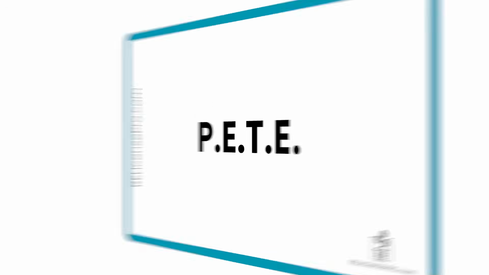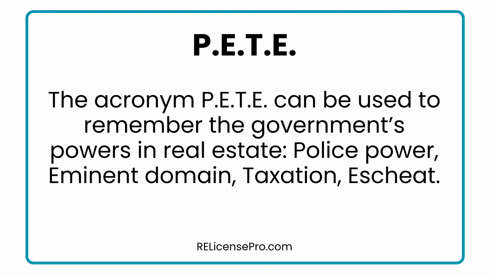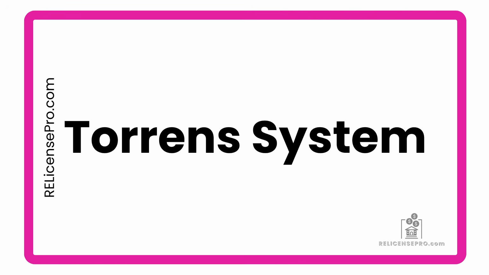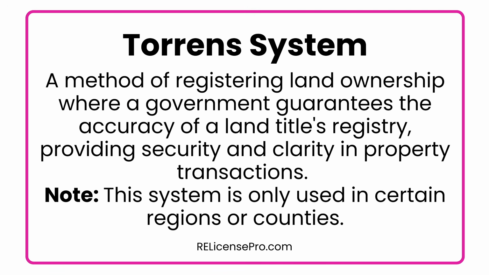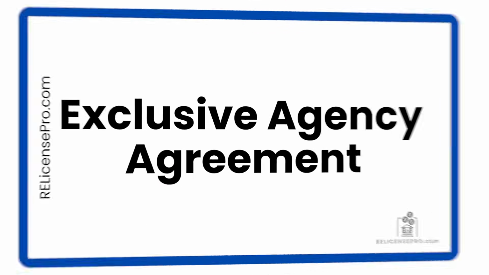PEAT. The acronym PEAT can be used to remember the government's powers in real estate: police power, eminent domain, taxation, and escheat. Torrens system. The Torrens system is a method of registering land ownership where a government guarantees the accuracy of the land titles registry, providing security and clarity in property transactions. Note that this system is only used in certain regions or counties.